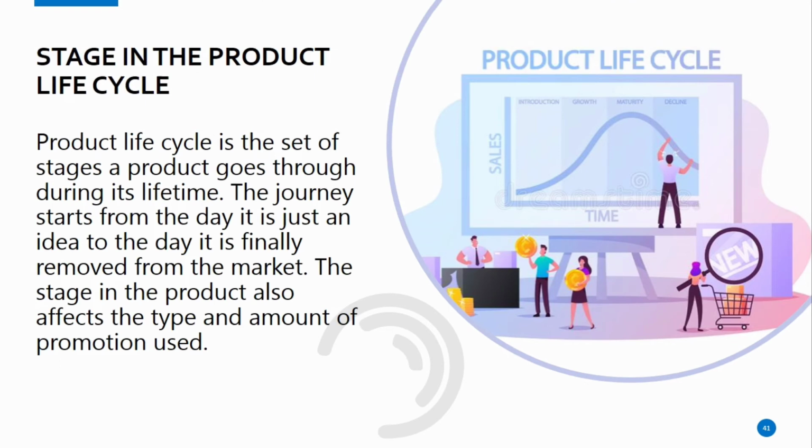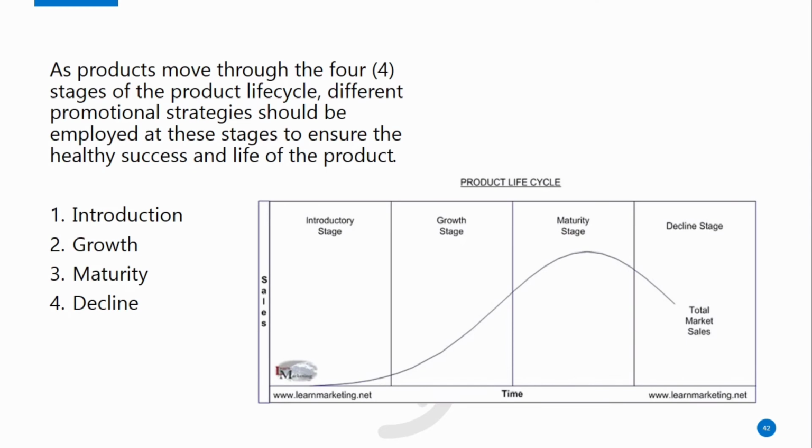Stage in the product life cycle. Product life cycle is the set of stages a product goes through during its lifetime. The journey starts from the day it is just an idea to the day it is finally removed from the market. The stage in the product also affects the type and amount of promotion used. As products move through the four stages of the product life cycle, different promotional strategies should be employed at these stages to ensure the healthy success and life of the product.